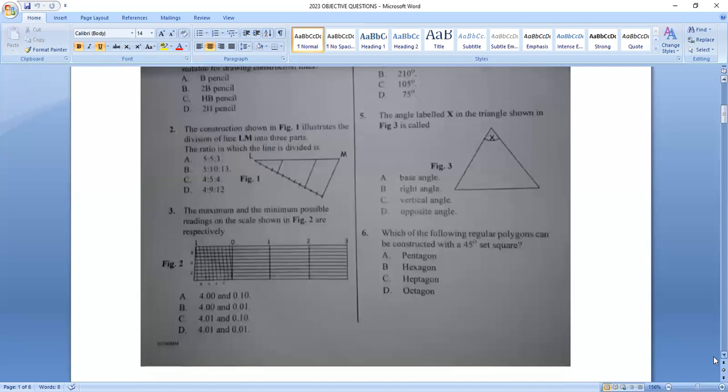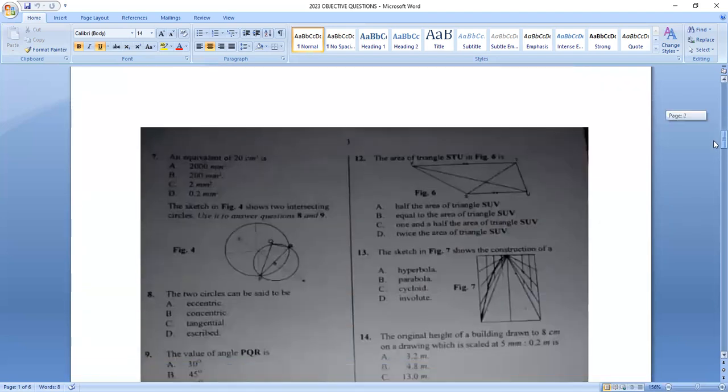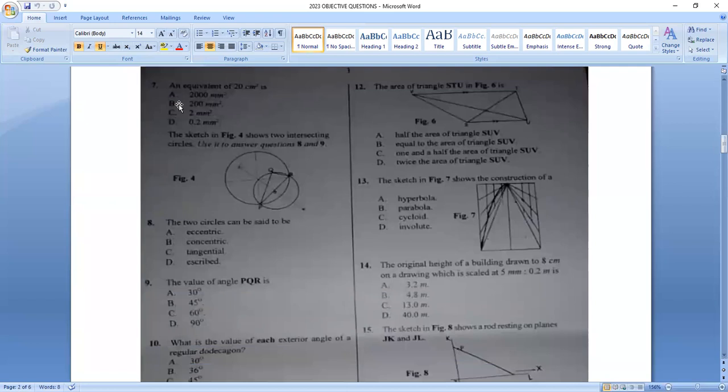Then question 6, which of the following regular polygons can be constructed with a 45-degree set square? The answer is option D, octagon. Then we move to the next question, that is question 7. So here we have that an equivalent of 20 centimeters square is 200 millimeters square. That is option B is the answer to question 7.